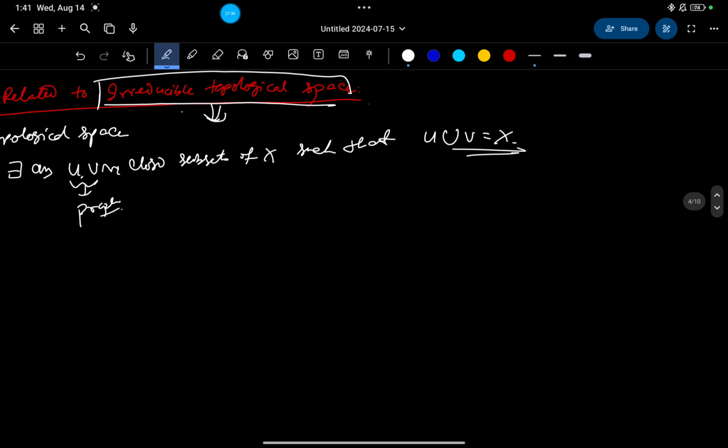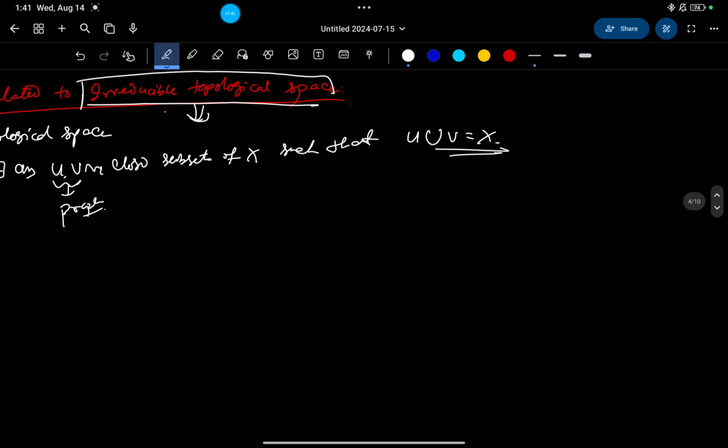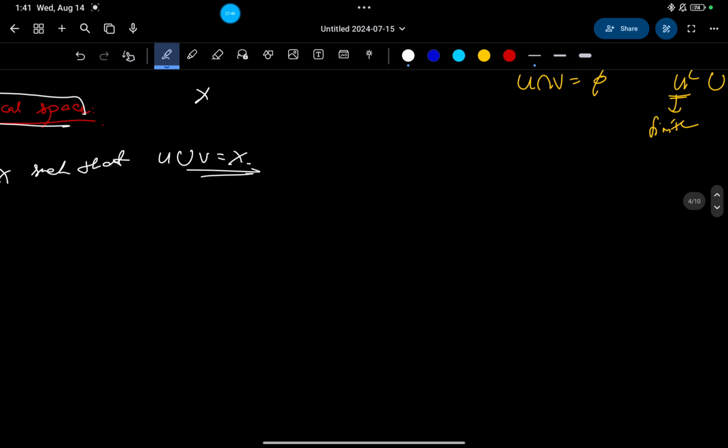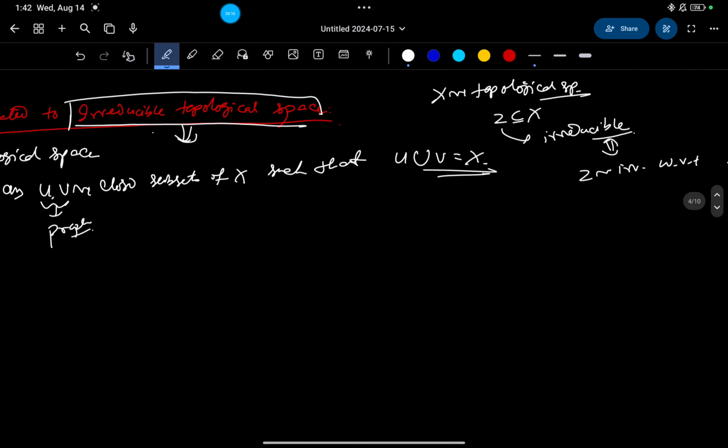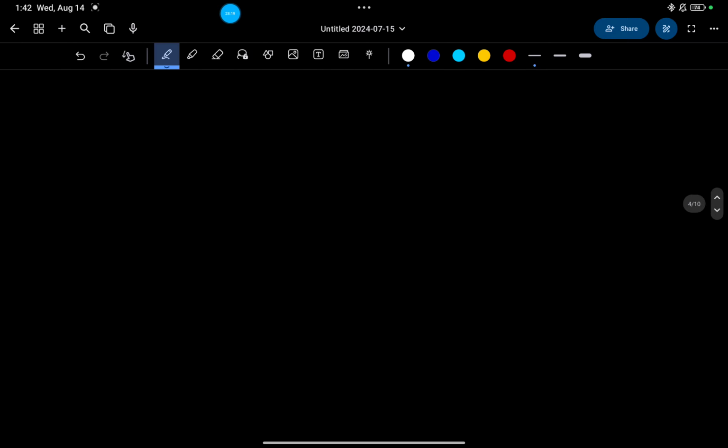Now suppose X is a topological space, and let us say Z is a subset of X. Z is irreducible means Z is irreducible with respect to the subspace topology. Now there is a proposition. So what does the proposition say?